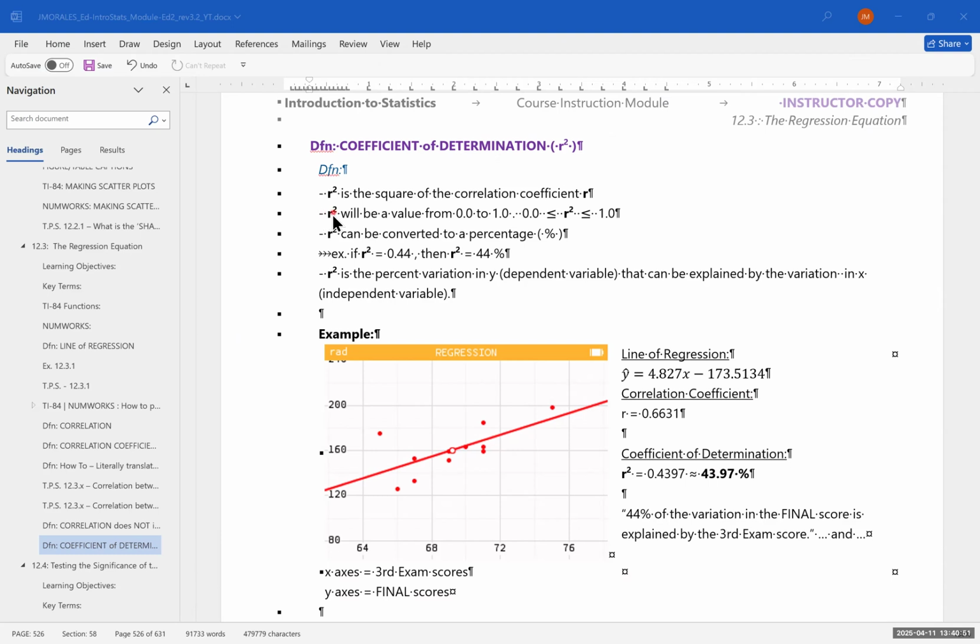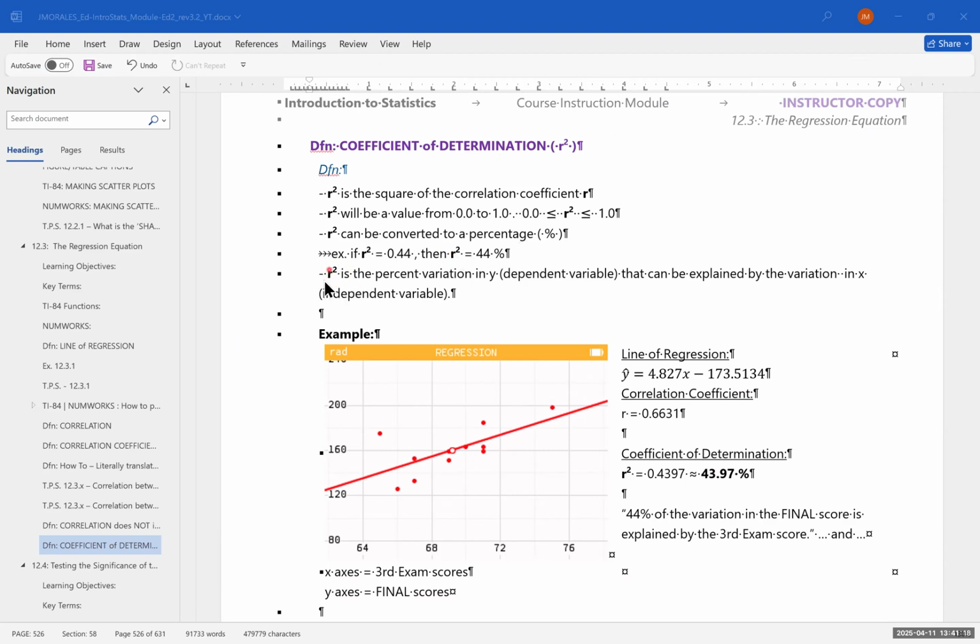Now, the coefficient of determination will always be a positive value between 0 and 1. The coefficient of determination can be converted into a percentage. So if the coefficient of determination was equal to 0.44, then that would convert to 44%.